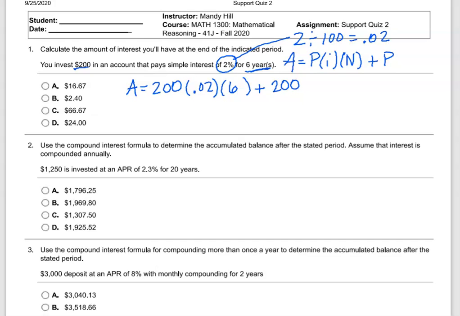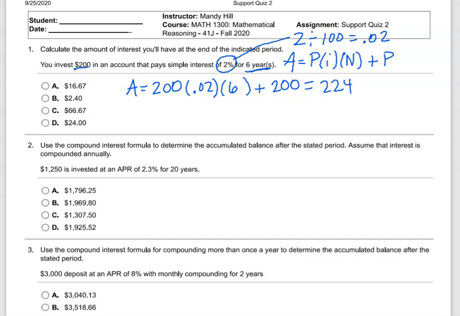This is going to give us the total, just so you don't have to learn a million formulas. This is going to give you the total amount that you would have after the 6 years. So if you type this in the calculator, you should be able to type it in just like that. Instead of the parentheses, you could put times, but if you put the parentheses, you'll still get the right answer. When I type that in the calculator, I'm getting $224.